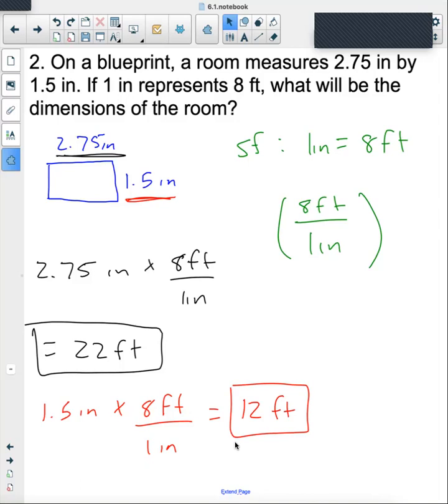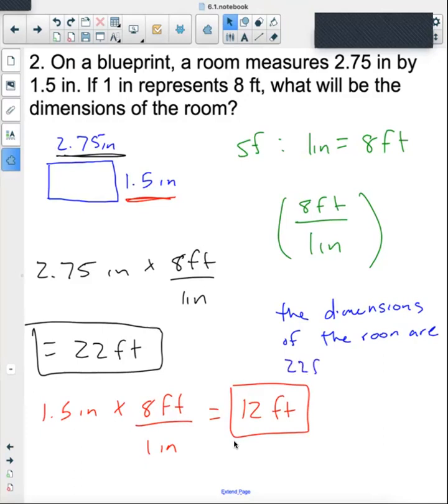Okay, so let's just wrap this up with a sentence. So the dimensions of the room are 22 feet by 12 feet. All right.